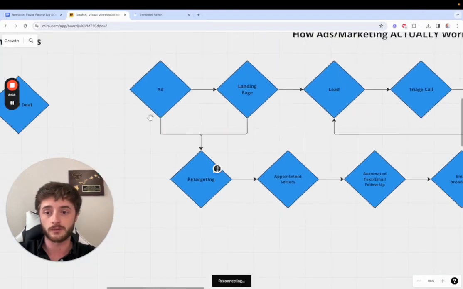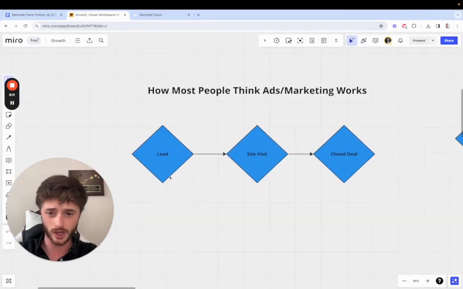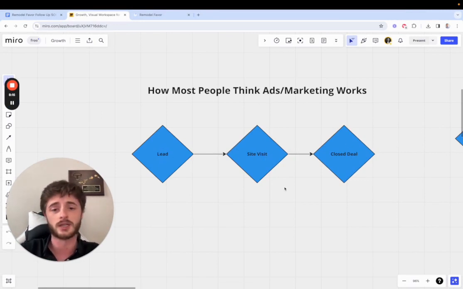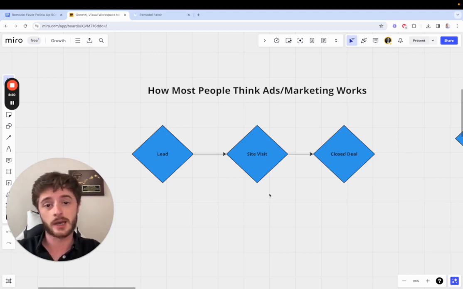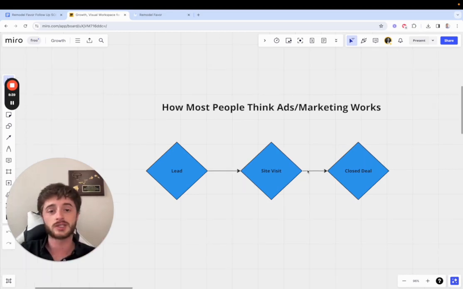All right. So if we look right here, this is what a lot of people expect it to be. They get a lead, they do a site visit, and they close a deal. Now, number one, this isn't very realistic. It can happen sometimes, but 90% of the time, this just isn't going to happen. And number two, this just isn't profitable.